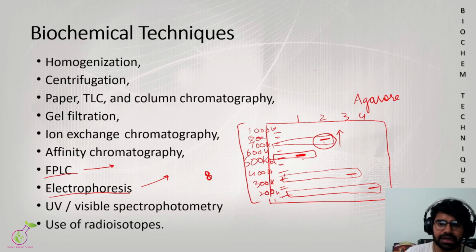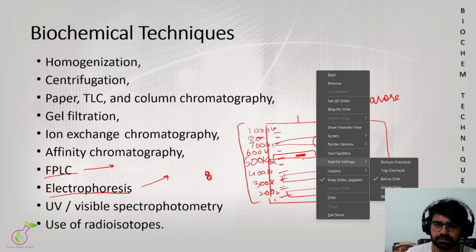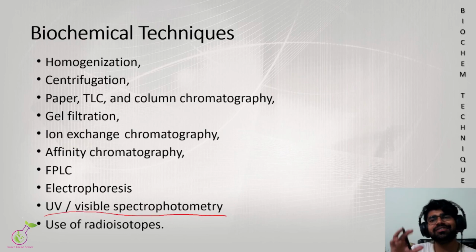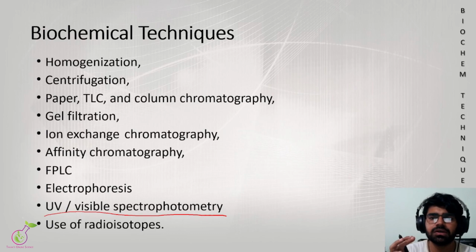So our next technique is UV visible spectrophotometry. In spectrophotometry, we will use how rays of different wavelengths of light are used to detect different biomolecules. For example, if it is a sugar, a protein, a DNA, or an RNA, it will absorb different wavelengths of light.